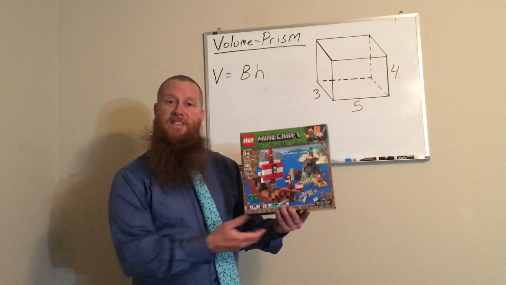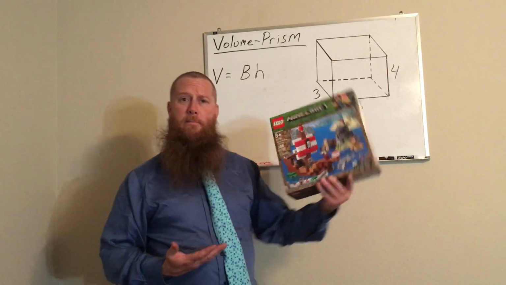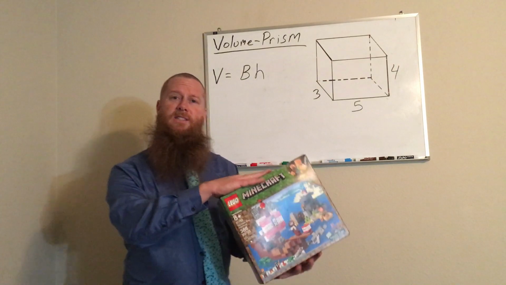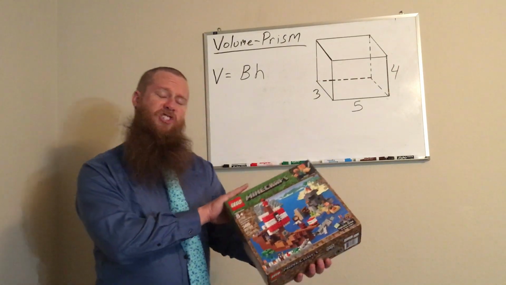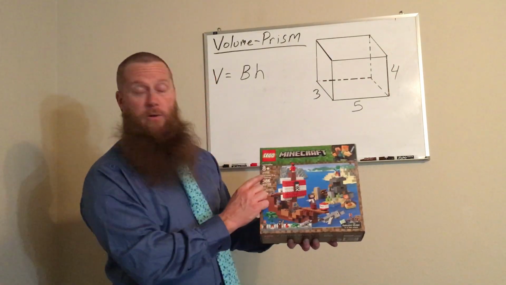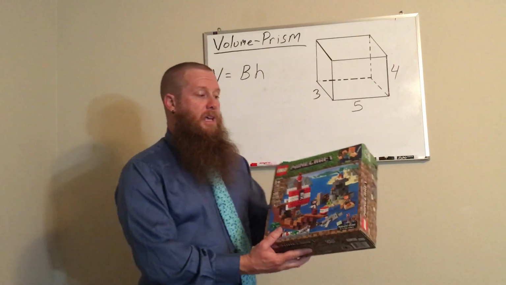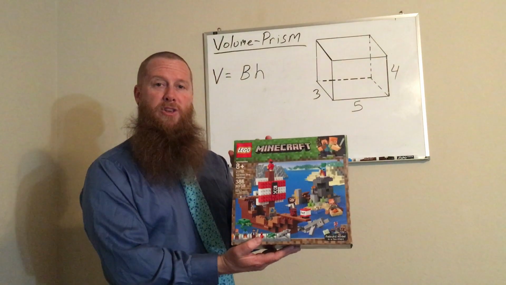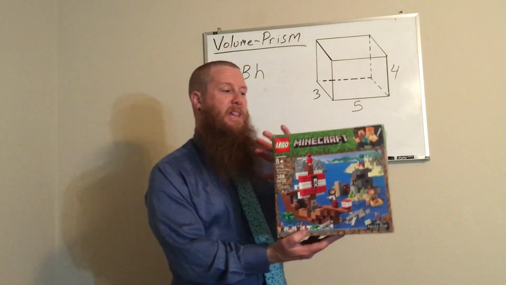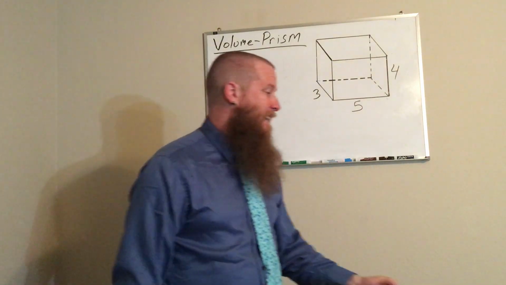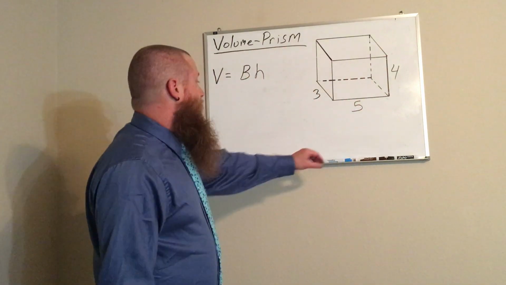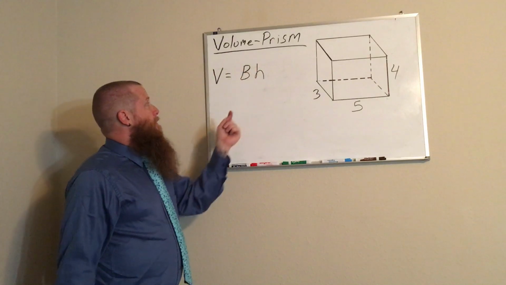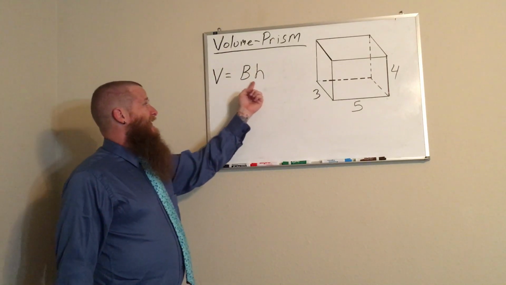For example, we've got this Minecraft pirate box, and volume refers to how much we can fit inside of this box. And this box is a pretty standard shape. I know it's for eight-year-olds, but it's pretty standard. It's what we call a prism. So today we're going to calculate the volume of a prism, like how much fits on the inside of it. So we're going to use a pretty basic formula. The formula for volume of a prism says that volume equals B times height.